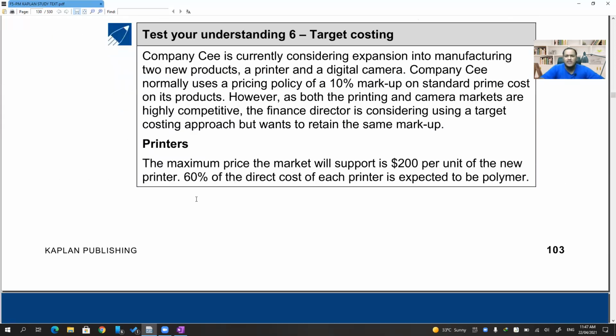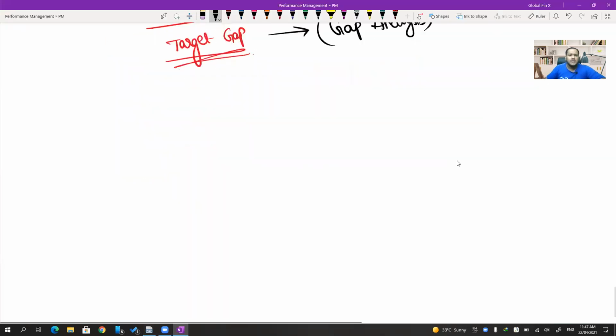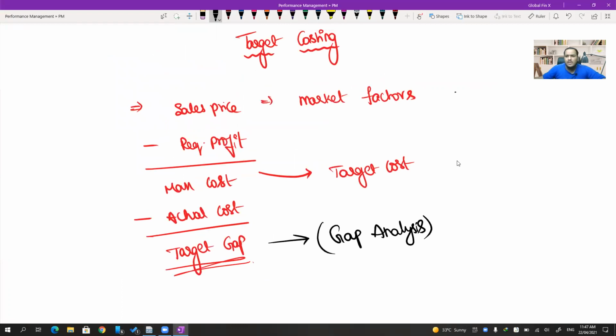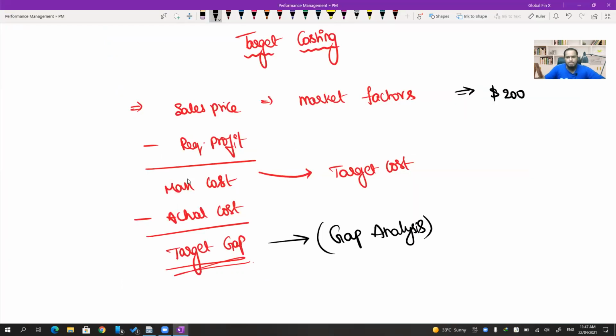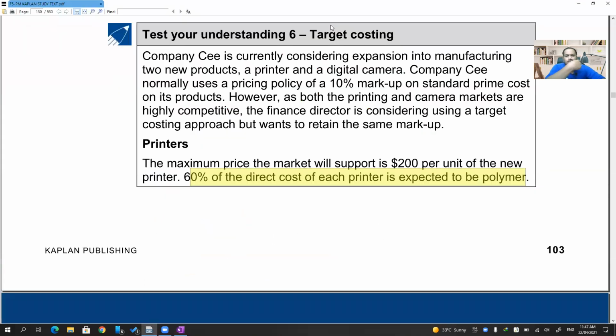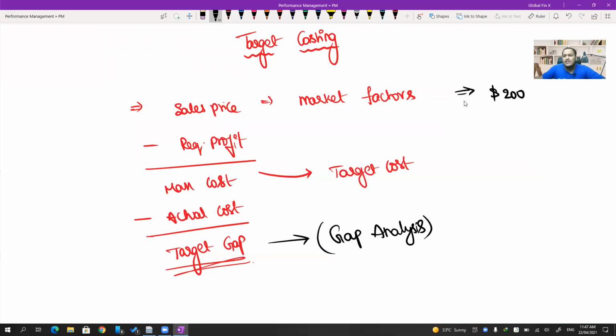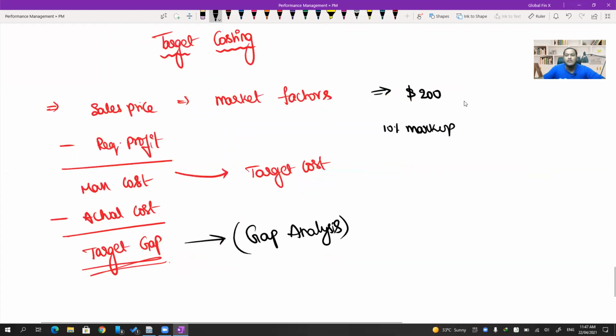Okay, first let's talk about printers. They're telling you the maximum price the market will support is 200. Okay, let me take that. So they're telling me sales is $200 for the printer. Okay, and 60% of the direct cost of each printer is expected to be polymer. And they need a 10% markup. Okay, the required profit is 10% markup, not margin. Please be very careful. 10% markup.